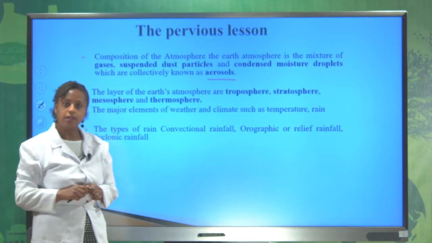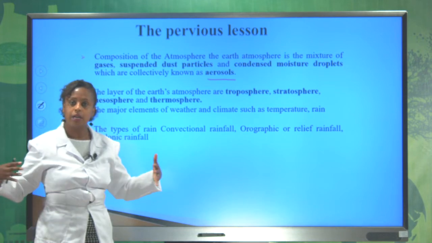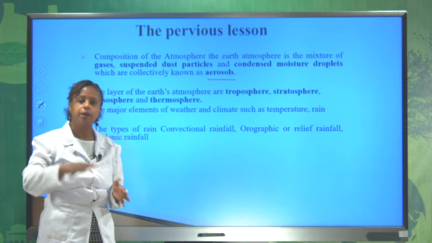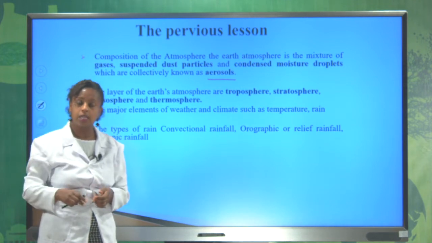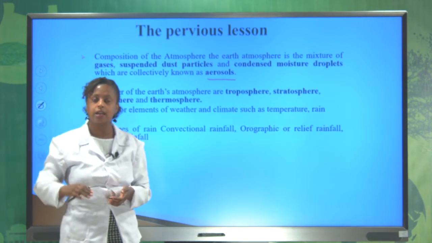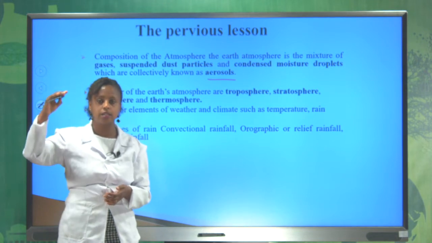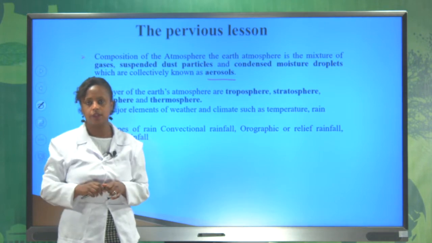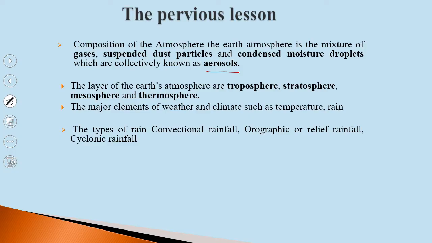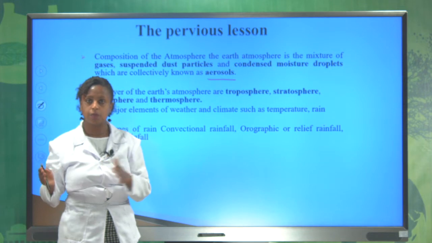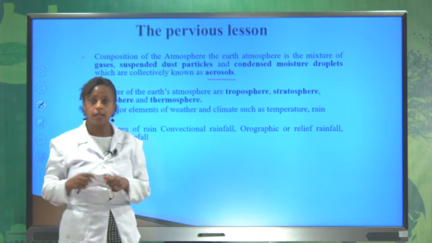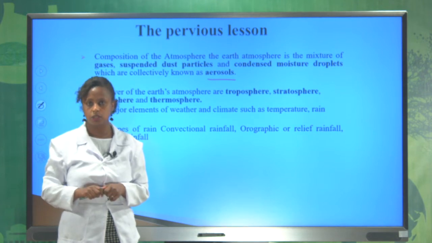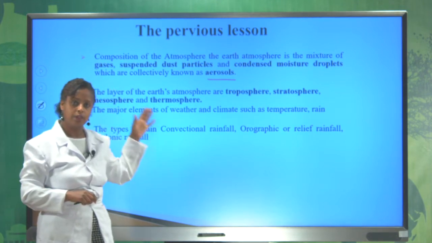Cyclonic or frontal rainfall is formed when two air masses meet together, but they don't mix freely. They stay separately in a boundary, which means the warm or less dense air rises over the cooler and denser air mass. It becomes cool and condensed, forms cloud, then it falls as rainfall. The place where the warm and the cool air masses meet is called a front. Cyclonic or frontal rainfall is common in the middle and high latitude regions. This is all about the previous lesson.